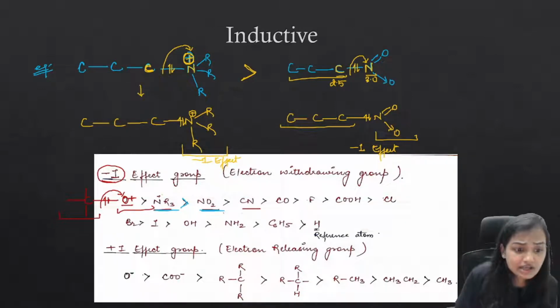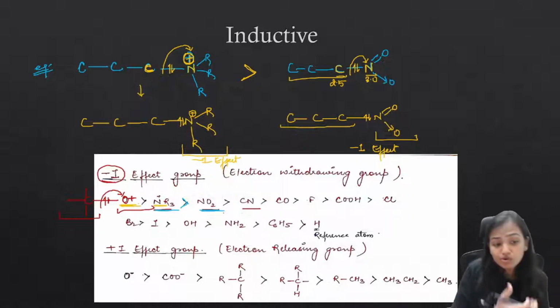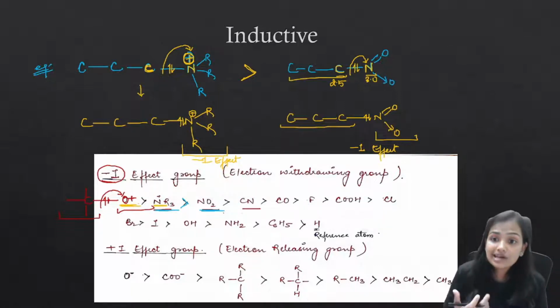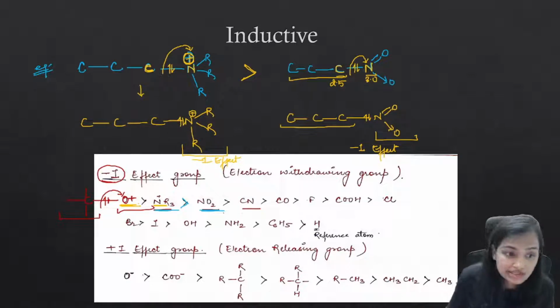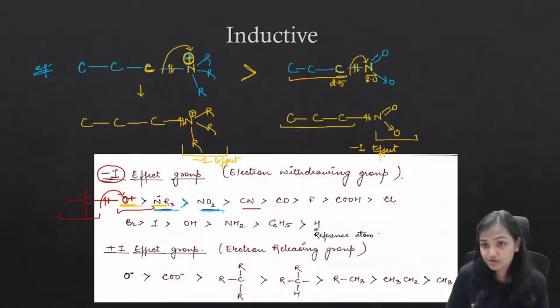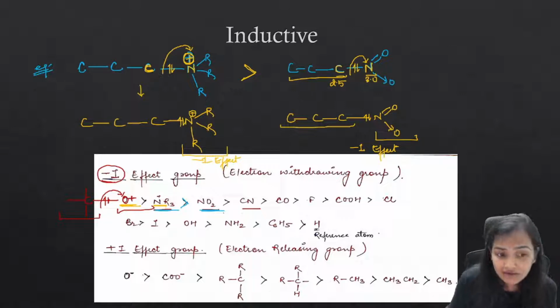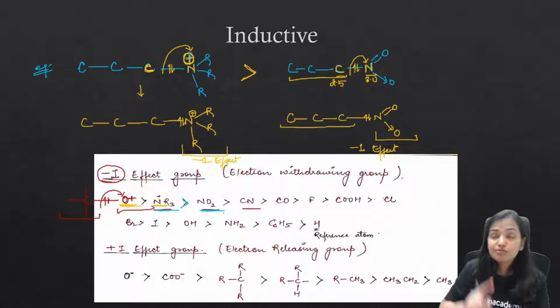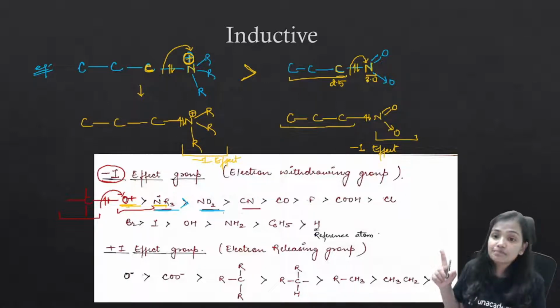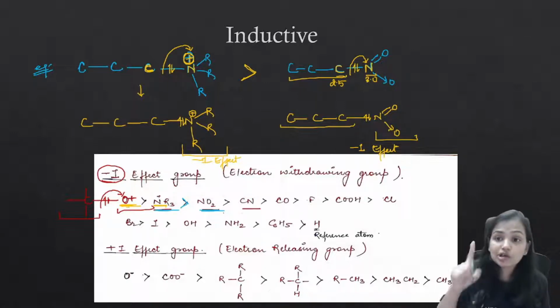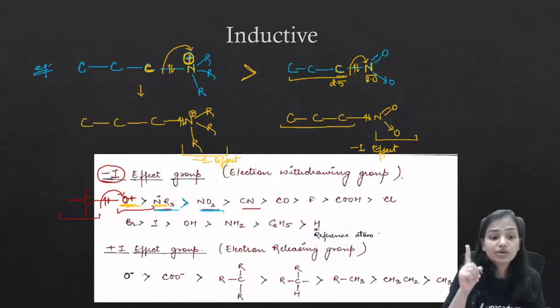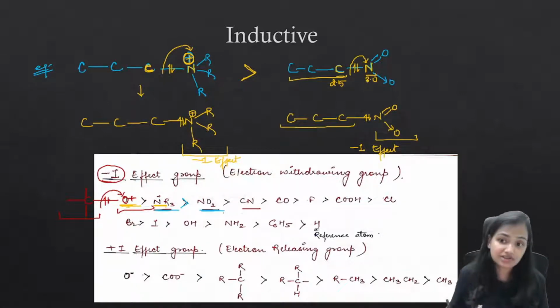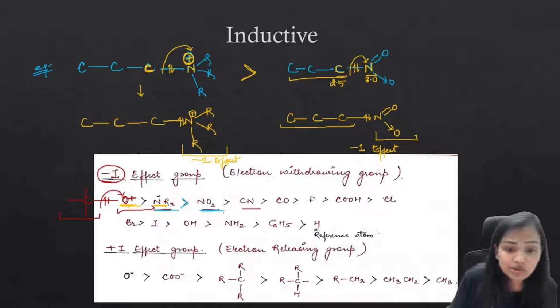Now if you see, ma'am, this is O positive and this is N positive, then why is O positive more pulling in nature? Because, guys, relatively, oxygen is more electronegative than nitrogen. So being a more electronegative atom, it wants to neutralize first. The more the electronegativity, the less stable the positive charge is. An electronegative atom can only bear a negative charge, not a positive charge. So that's why this is strongly pulling in nature.